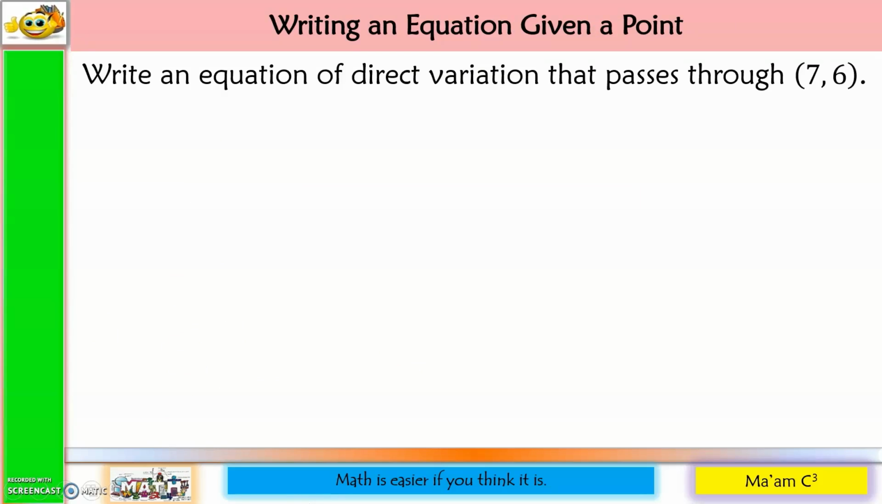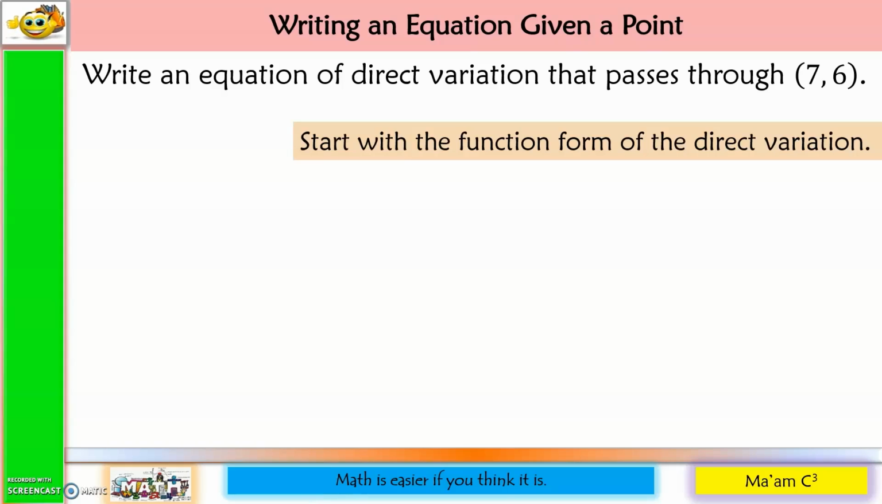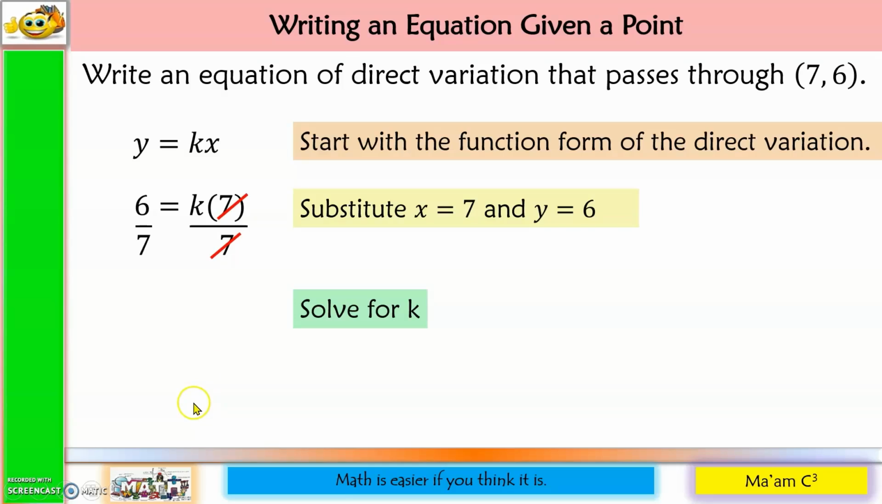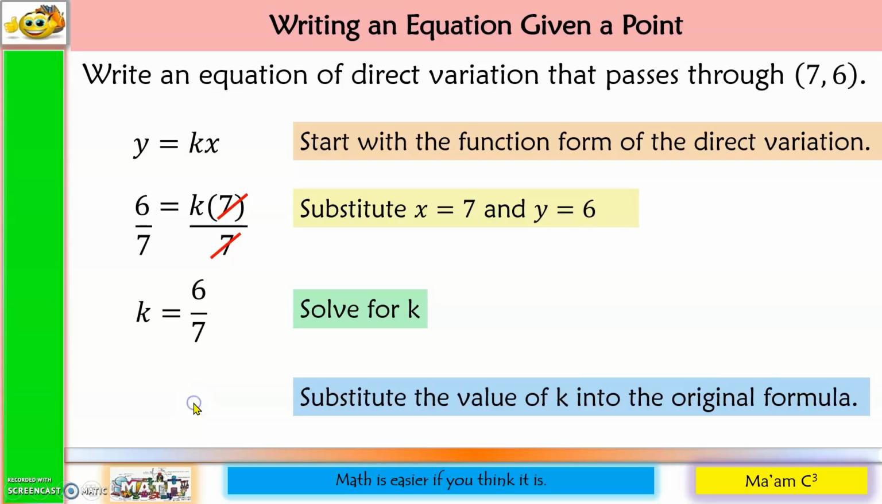Another example, write an equation of direct variation that passes through (7, 6). Again, step 1, let's start with y is equal to kx. Step 2, substitute x is equal to 7 and y is equal to 6 in the formula. Next, let us solve for k. This time, let us divide both sides by 7. So 7 and 7 will cancel out, so k is equal to 6 over 7. Last step, substitute the value of k in our original formula. So y is equal to 6 over 7x.